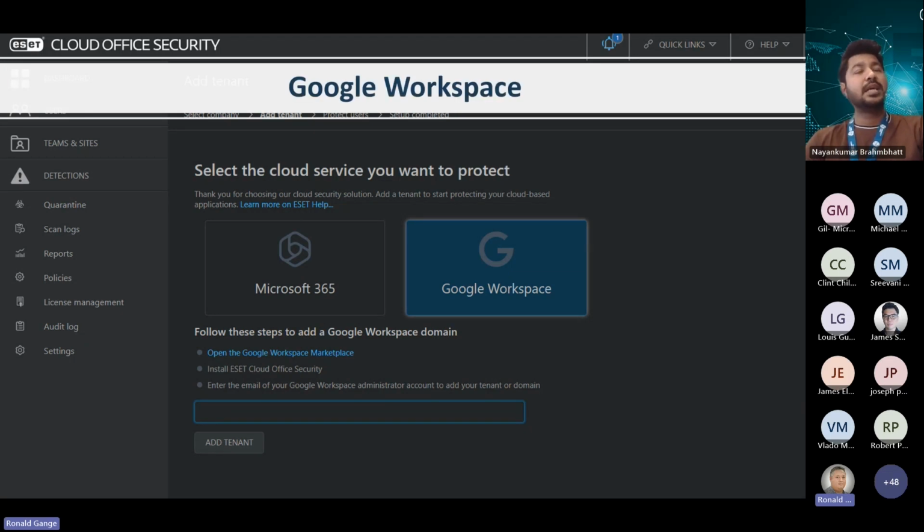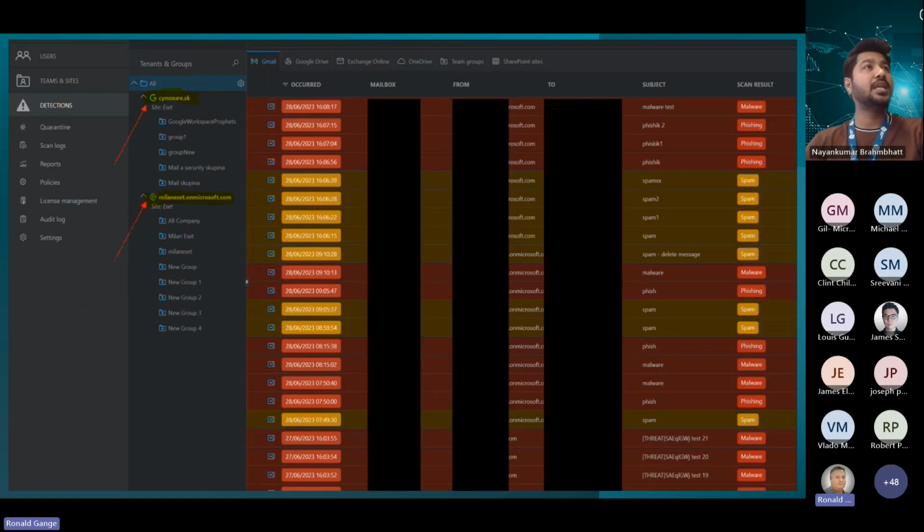Once it's released, you will be able to see the Google Workspace option in your ESET Cloud Office Security console. You will have an option to add your tenant and the domain ID. Once you have entered your domain ID, you will be able to see your mailboxes available under the tenant. The good thing here is you are able to protect Office 365 as well as Google Workspace users at the same time. To differentiate between these two, there is a Google Suite symbol added to Google tenant clients, and a Microsoft symbol will be added next to the Microsoft 365 tenants.